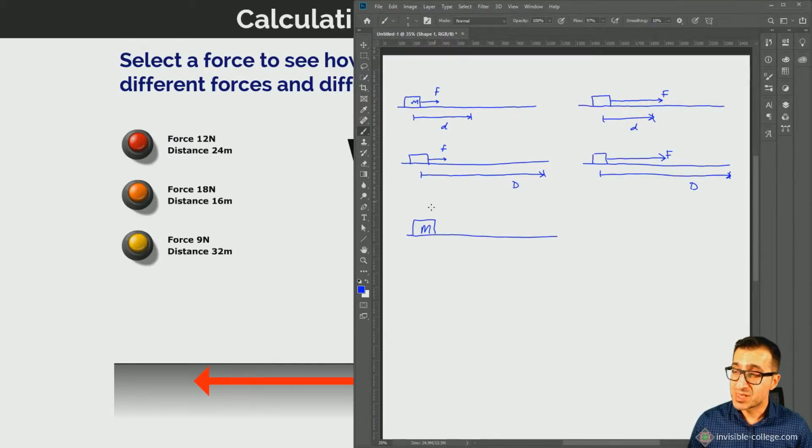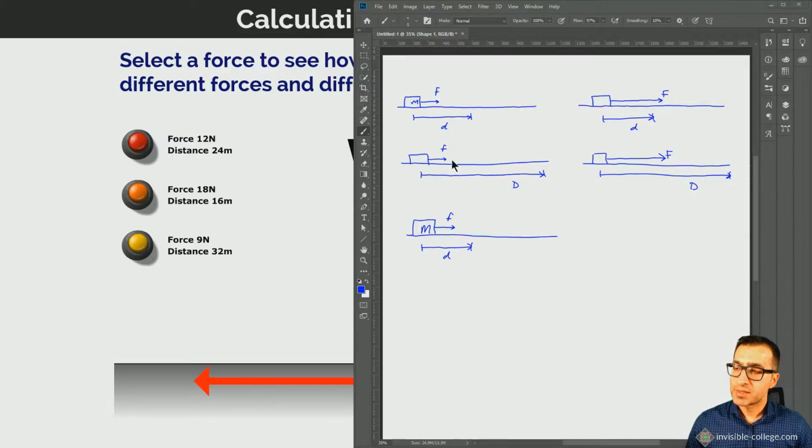Let's say you push it with the same amount of force that you had in that first situation, lowercase f. And let's say you also move it through the same distance as you moved it before, lowercase d. Now, in this situation, what's going to be the difference between these two situations in terms of the work done here? Let's explore that in a little bit. Let's take a closer look at that.